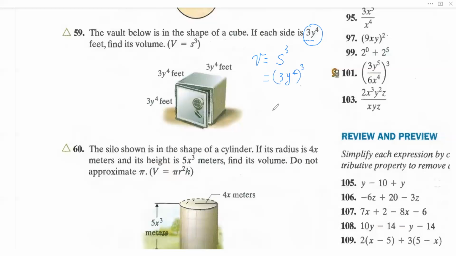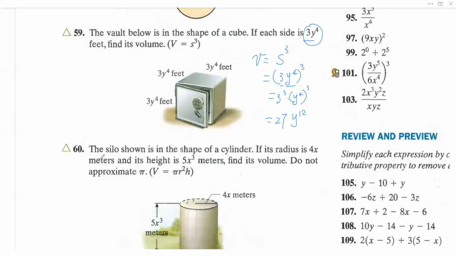Right? So we can use the knowledge we learned. Each of the factors is cubed itself, right? 3 cubed, y to the power 4 cubed, right? So you got 27 here. So y here you got 12, right? Right. All right, let's see the 60.